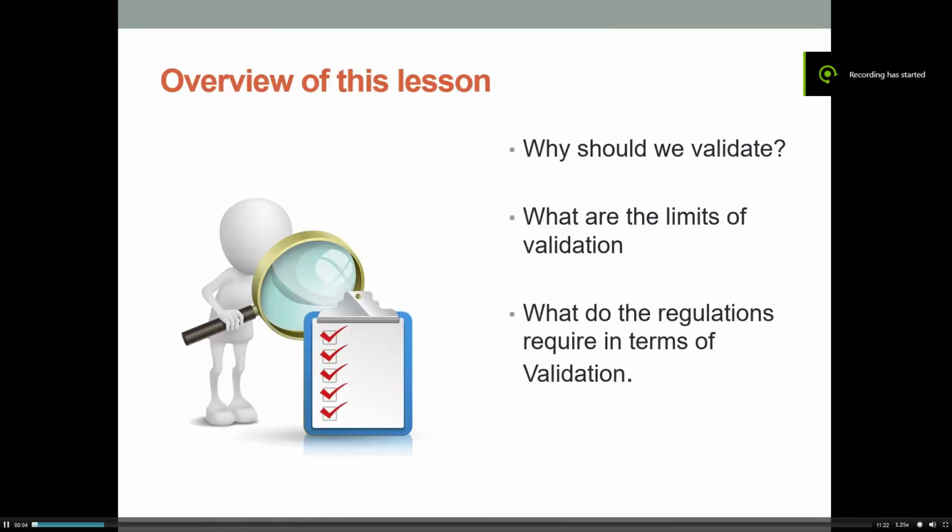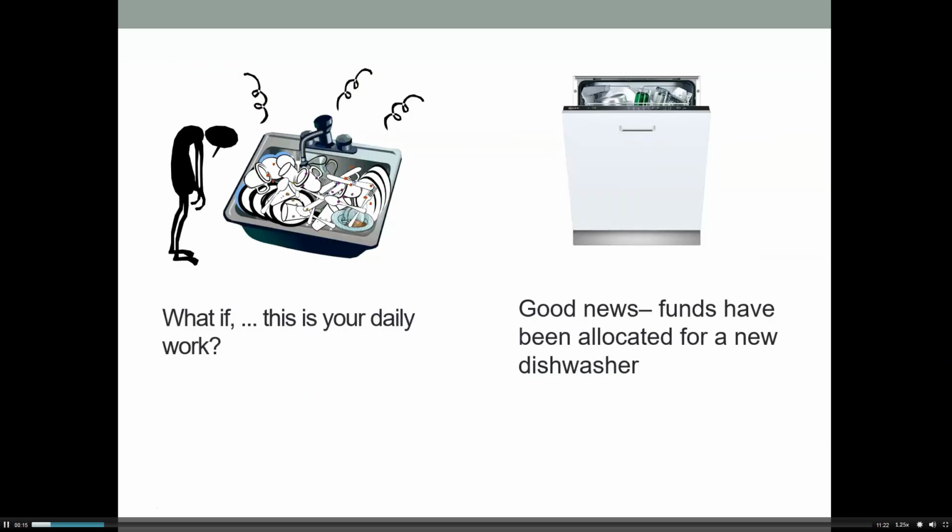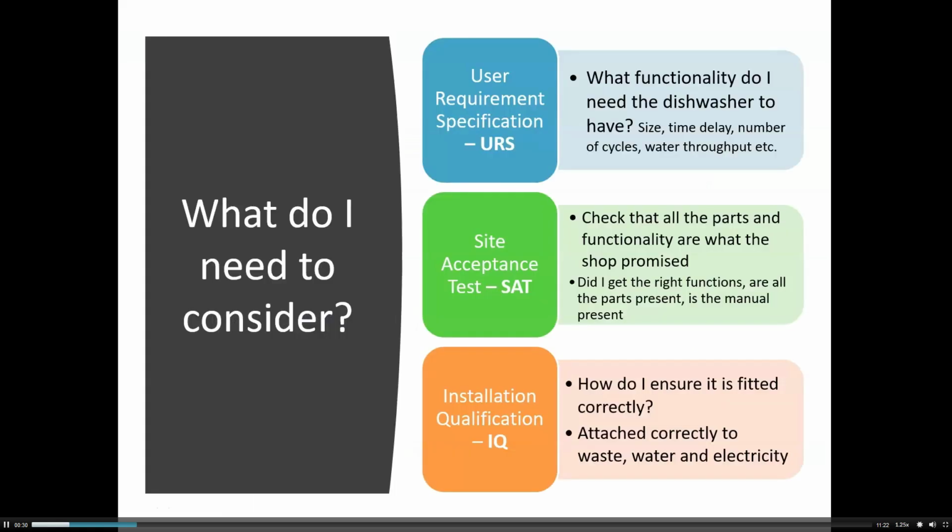In this lesson we are going to be looking at why should we validate, what are the limits of validation, and what do the regulations require in terms of validation. What if this was your daily work? To wash all of these dishes, you can see they've all got different types of debris on them. But the good news is that funds were allocated for a new dishwasher. The only thing is, you must validate it first.